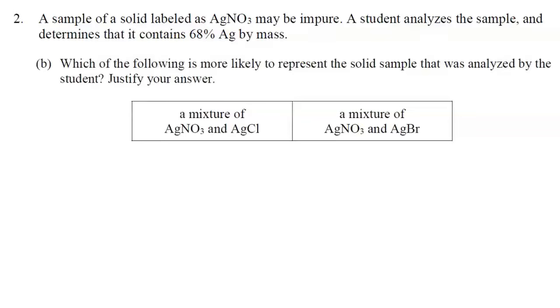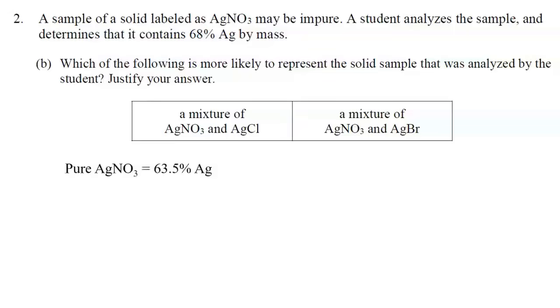Okay, this is part B. Which of the following is more likely to represent the solid sample that was analyzed by the student? Justify your answer. So now that we know that this is not pure AgNO3, but rather a mixture, is it more likely to be a mixture of silver nitrate and silver chloride, AgCl, or is it more likely to be a mixture of silver nitrate and silver bromide, AgBr?